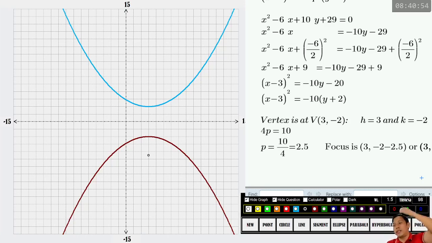Sir, always ba sa y-coordinate mag-add or minus? Again, depende yan sa opening, no? Since the opening nito is upward or downward vertically, that is why yung k lang yung i-add natin ng p to find the focus. Okay?